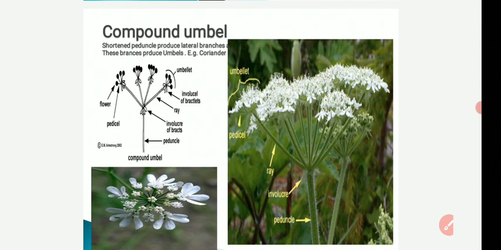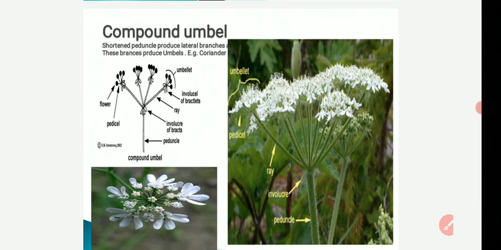Here, when the peduncle of an umbellate inflorescence produces lateral branches and these branches bear umbels, then such an inflorescence is known as compound umbel. For example, we find this type of condition in coriander or in fennel. So this is the diagrammatic representation of compound umbel, showing the different parts, that is peduncle, involucre or the whorl of bracts, ray and bractlets, as well as umbellate flowers with their pedicels.